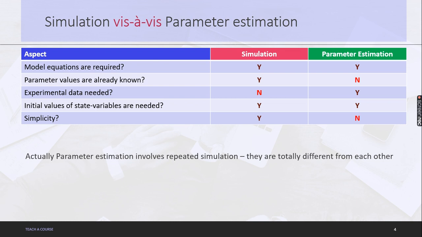But in case of parameter estimation, there are two aspects which are negative. One is whether parameter values are already known. No, they are not known. We normally have a guess. We'll start, and finally we'll evaluate the final values. And simplicity, of course it is not simple, because parameter estimation requires repeated rounds of simulation, verification of whether the values are matching or not, and finally finding the optimal parameter estimate.